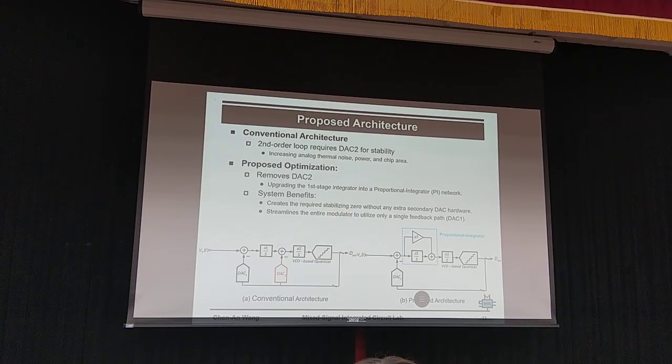It not only increases analog thermal noise, but also consumes more power and area. So to overcome this critical pain point, I propose the upgraded architecture shown in figure B. We completely remove the secondary feedback path. To maintain system stability without it, we upgrade the first-stage integrator into a proportional integrator network.